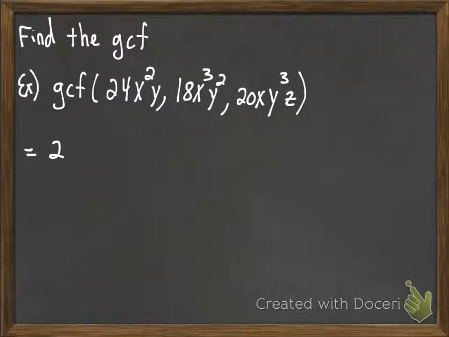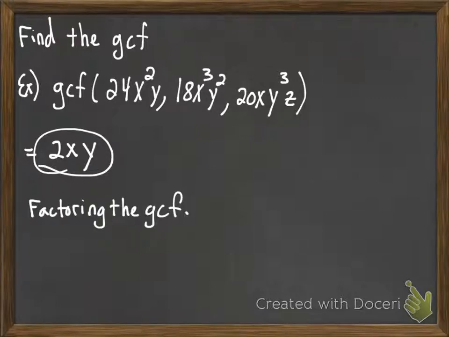And then we approach the variables. X shows up in every one of them. Smallest power is an x to the first. Y shows up in every one of them. Smallest power is a y to the first. Z shows up only one time, so therefore it has to be left out. So our GCF is 2xy.